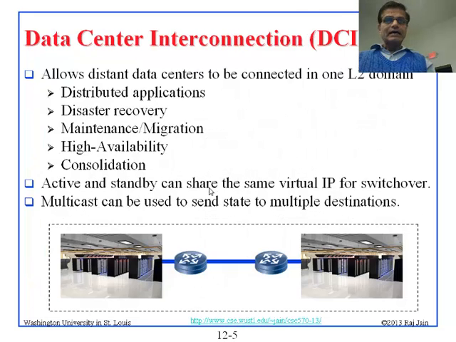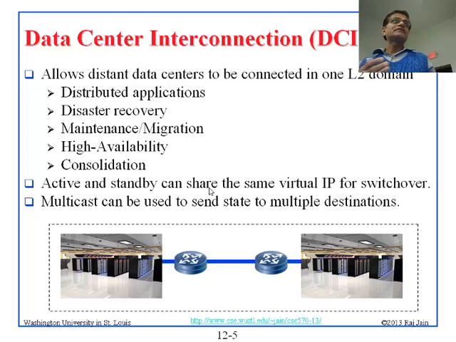Okay, all right. So the data center interconnection problem is that you have 2 data centers and you want to connect them. And since you want to be able to move VMs from here to there, you want both data centers to be on one Ethernet, right? That means on the same L2 domain.